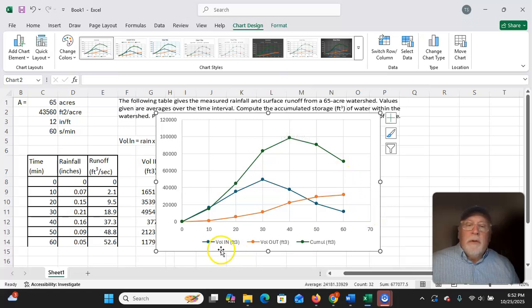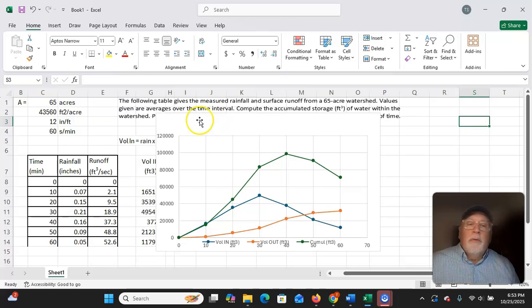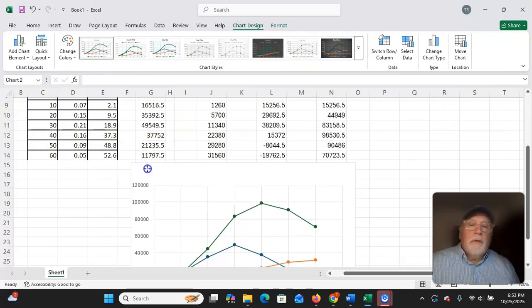So I can neaten this up a little bit and add things to it, but you can see that the volume in, this is a hydrograph, comes up, goes down. Volume out, as we get more water in there, the volume coming out increases. And then this green here is the accumulation of it. And I'll move this down here to show it better.